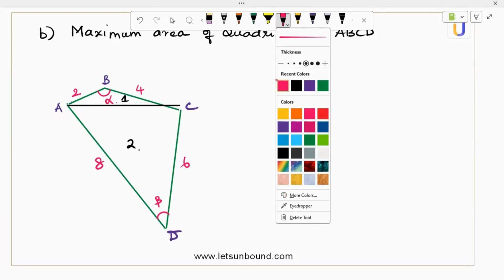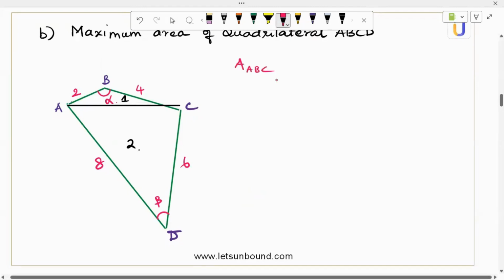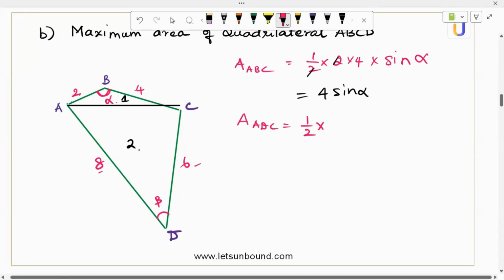First, consider area of triangle ABC is equal to half into, what are the two known sides? 2 into 4 and the included angle. So 2 times 4, sine of the included angle, which is alpha. Very simple. Let me simplify. It's 4 sine alpha. Then area of triangle ADC is going to be half into the two known sides and the included angle. 8 times 6 times sine beta. Let me simplify, which is 24 sine beta.